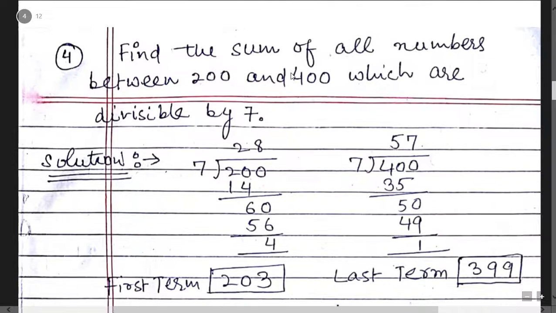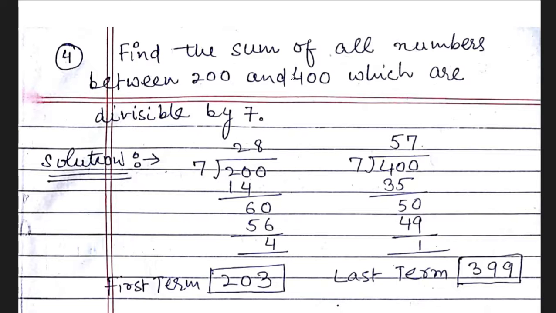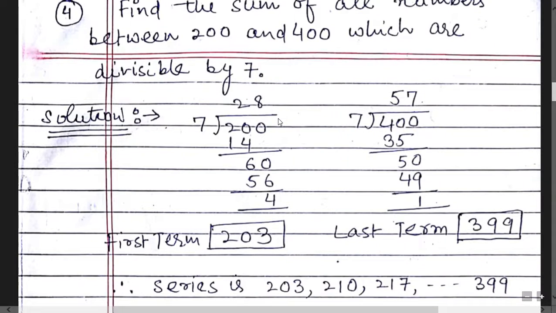Let us start with the question number 4. Find the sum of all the numbers between 200 and 400 which are divisible by 7. Suppose I divide 200 by 7, the remainder is 4. It means the first term is 203. If I divide 400 by 7, the remainder is 1. It means the last term is 399.